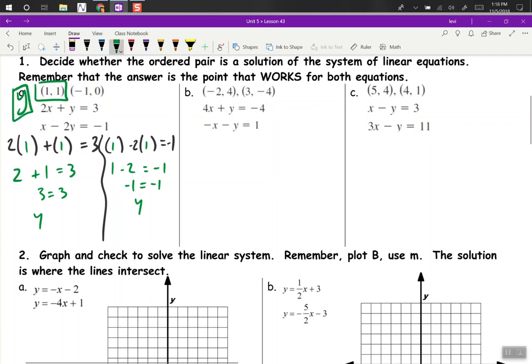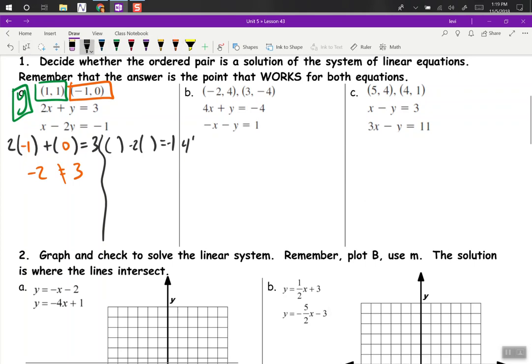Now we'll do the exact same thing for negative 1, 1. Alright, sorry, I said negative 1, 1. I meant to say negative 1, 0. So we're plugging in a negative 1 and a 0 for x. 2 times negative 1 is negative 2. Negative 2 does not equal 3. So then we can stop right there for that one. That doesn't work.